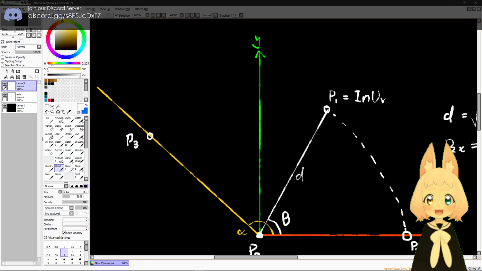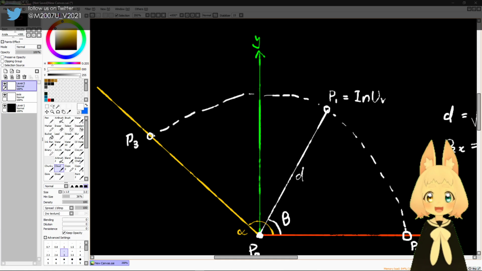So that's P3, meaning whoops. Oh boy, that curve doesn't look good. There we go.